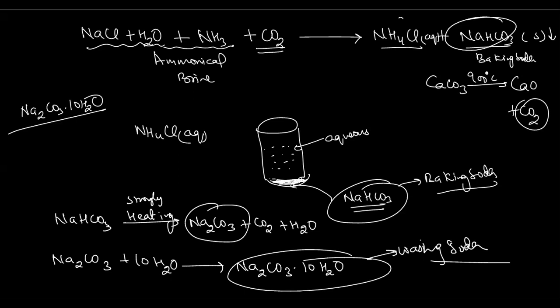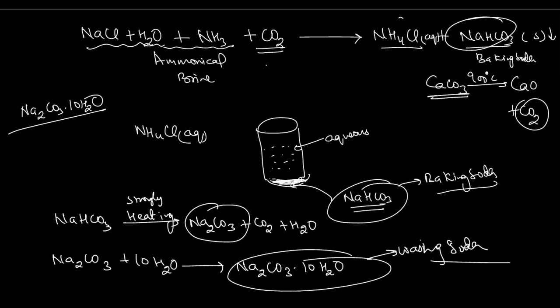We mix the sodium chloride and water and make a concentrated solution, and then we pass ammonia gas to it, so it will become ammonical brine. And for the CO2 we need the calcium carbonate, which we bring from the market and heat, and the carbon dioxide produced here will be passed through it. On passing this carbon dioxide to the ammonical brine, we get ammonium chloride in soluble form and sodium hydrogen carbonate at the bottom as a ppt.